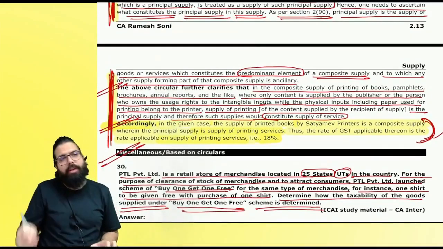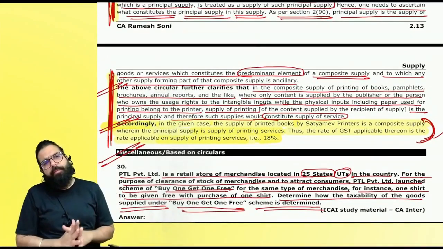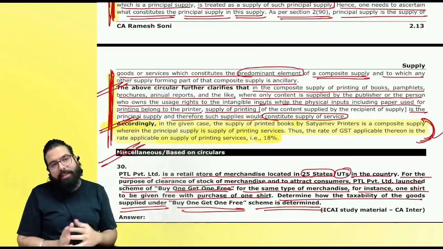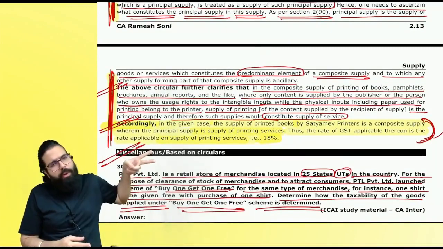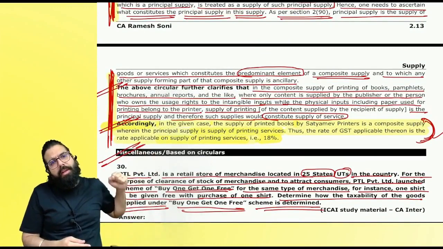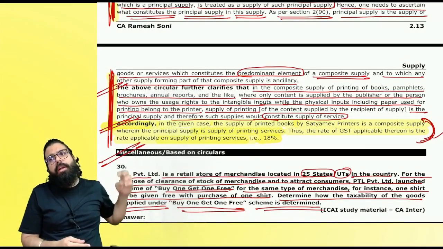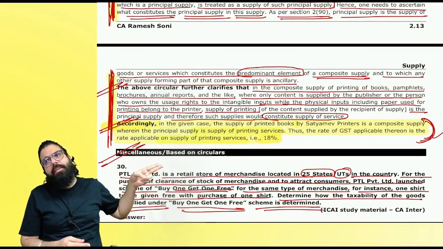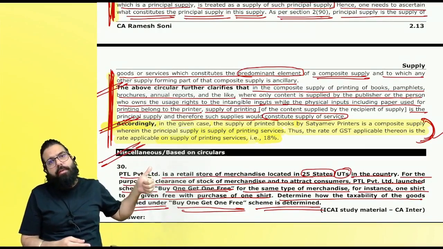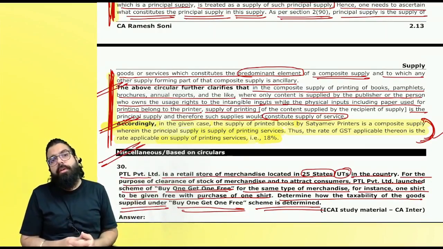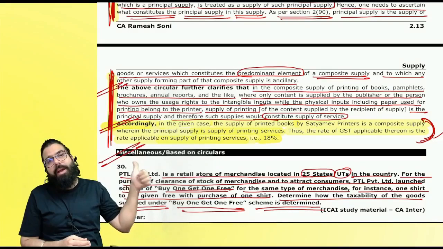Tell me everyone, what do you think? Determine how it will be taxed. Buy one get one, what is the taxability? It is two individual supplies supplied at a single price. Correct, everyone? You can treat it as a mixed supply: two individual supplies supplied for a single price.